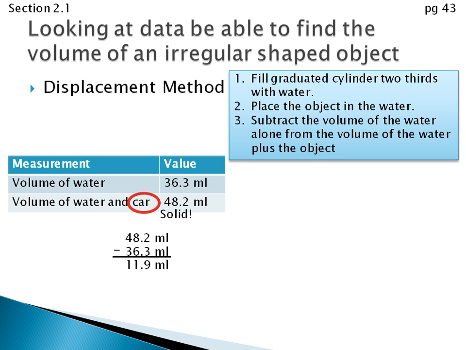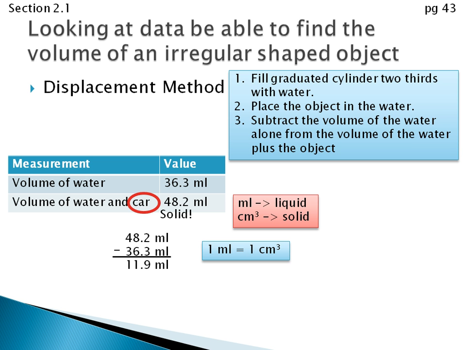Because a car is a solid object, and you've learned that milliliters are for representing liquids, while centimeter cubed is used for a solid. So in this case, we need to use a conversion factor of 1 milliliter equals 1 centimeter cubed. It's a very convenient factor that we have in the metric system. And so with that, then the actual correct answer is 11.9 centimeters cubed. You need to make sure you think about, does my unit make sense at the same time, especially in a situation like this of measuring the volume of an object.